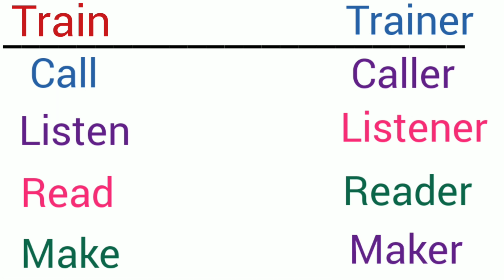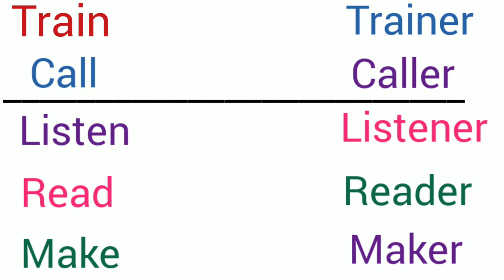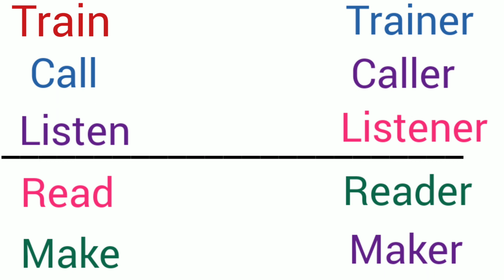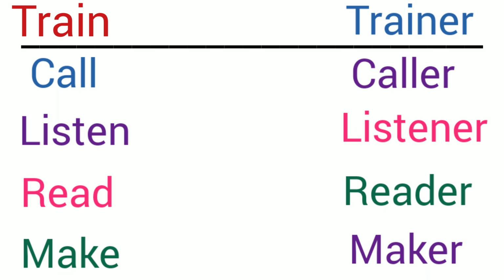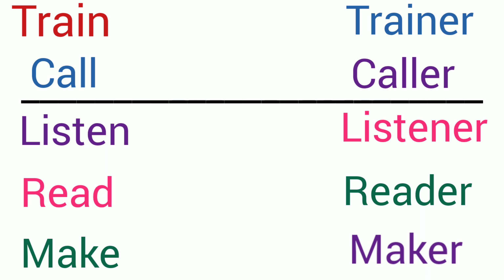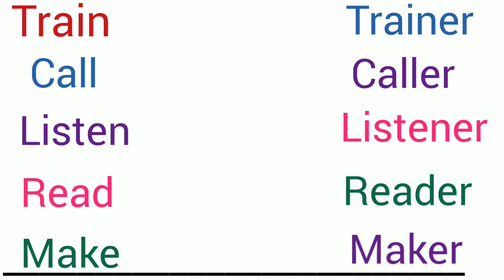Okay, so trainer is to train, caller is to call, listener is to listen, a reader is to read, a maker is to make. Okay, so a trainer does train, a caller makes call, a listener listens, a reader reads, a maker makes. All right.